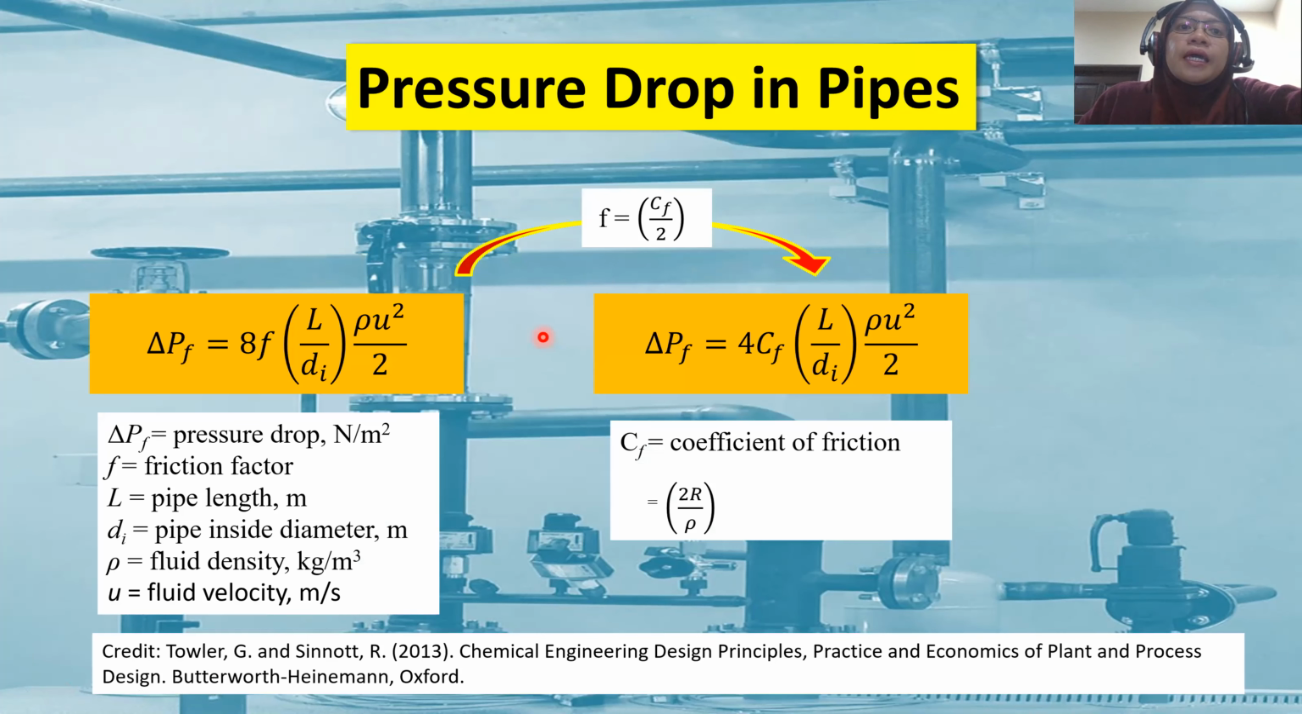This is another commonly used equation to calculate the pressure drop, where the friction factor in this equation is substituted with the coefficient of friction. The coefficient of friction is also known by this relation.